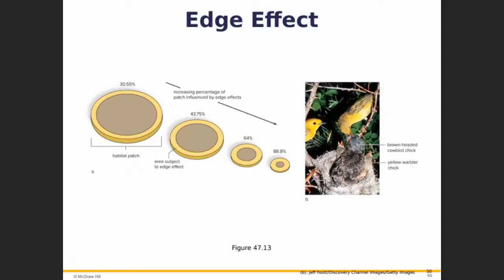Cowbirds, for example, lay their eggs in the nests of songbirds, such as yellow warblers. A cowbird is bigger than a warbler nestling and is able to acquire most of the food brought by the warbler parent. Many popular game animals, such as turkey and white-tailed deer, are more numerous at the edge of a particular area.